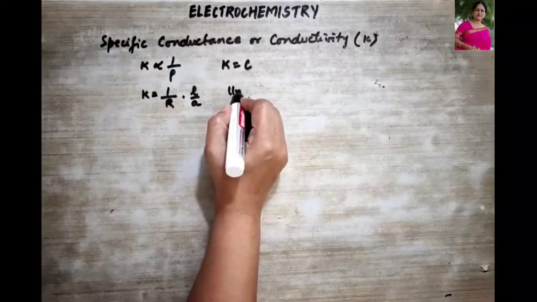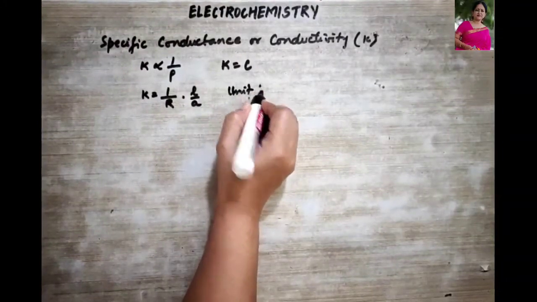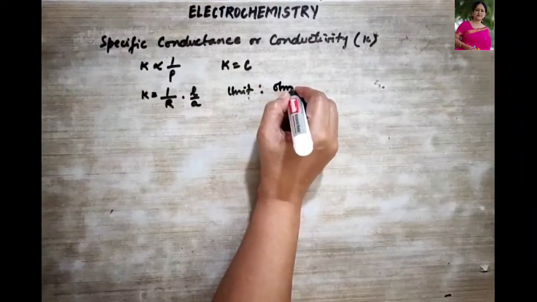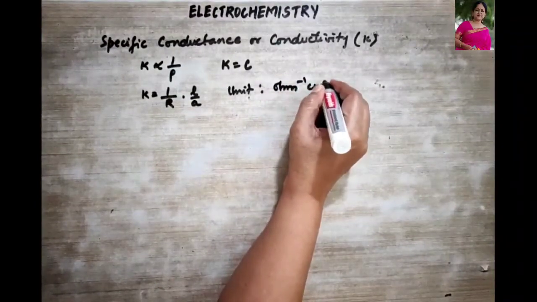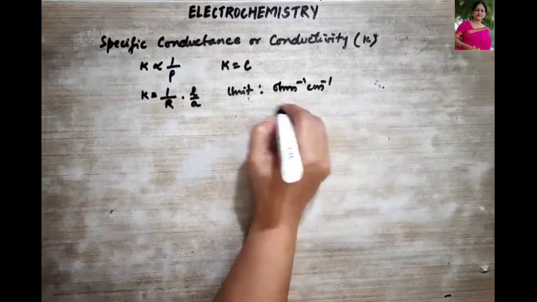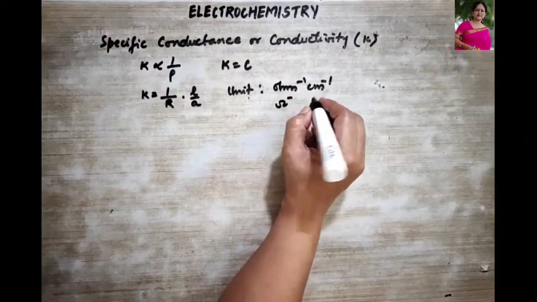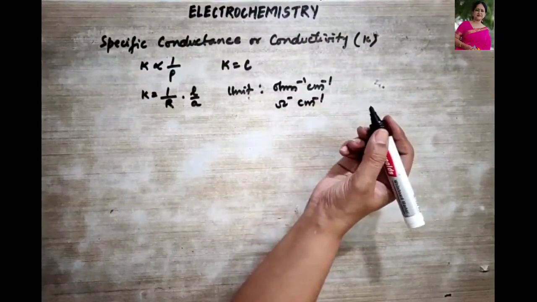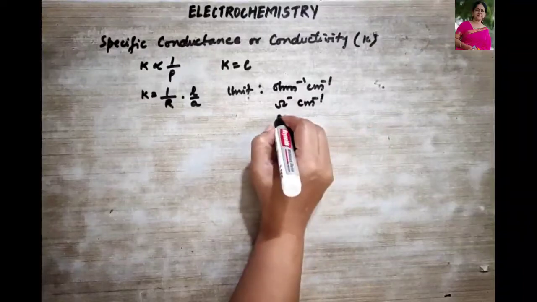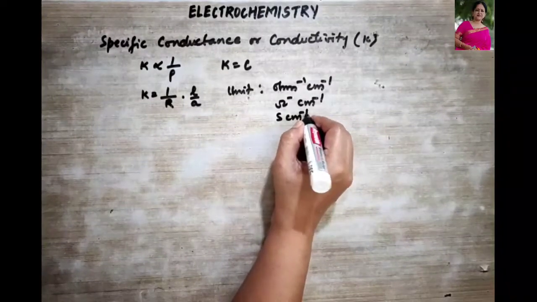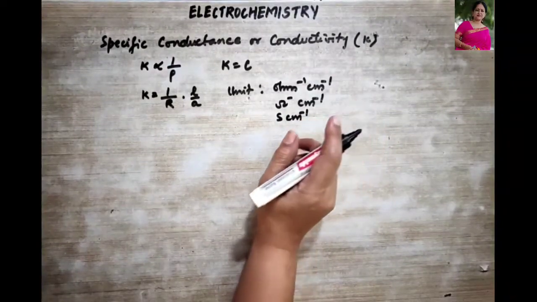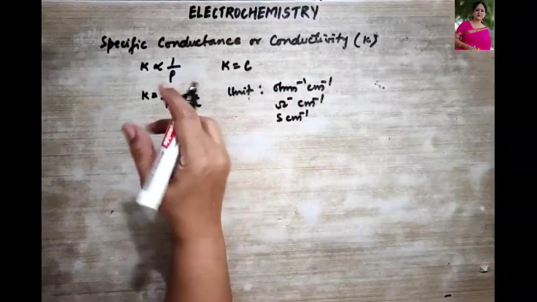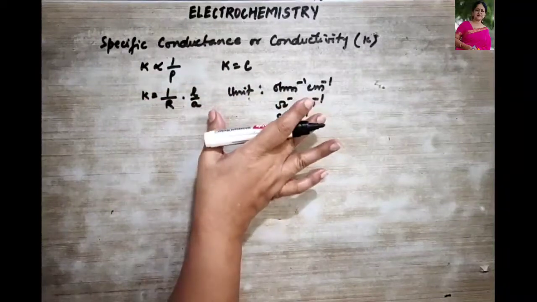Now what is the unit of it? The unit of specific conductance is per ohm per centimeter, or its SI unit could be Siemens per centimeter. Now always remember, the conductivity of a solution always decreases with dilution.